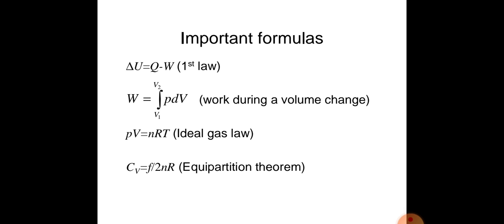PV is equal to nRT, which is the ideal gas law. So you have to know about the ideal gas. What is meant by ideal gas? It is also known as a perfect gas. The gas which obeys all the gas laws at all ranges of pressure and temperature is known as ideal gas or perfect gas.